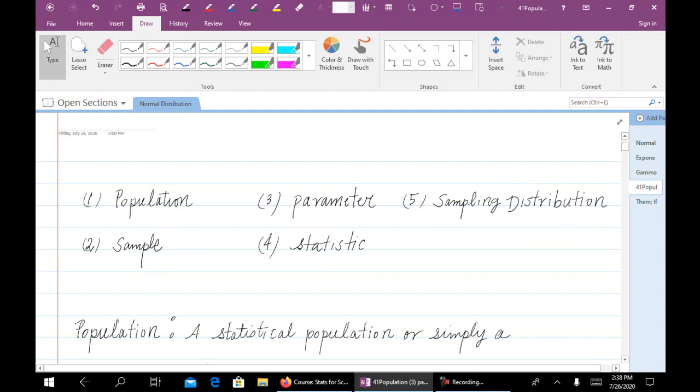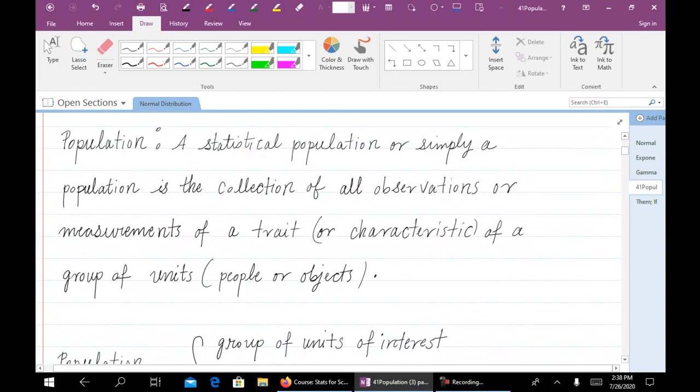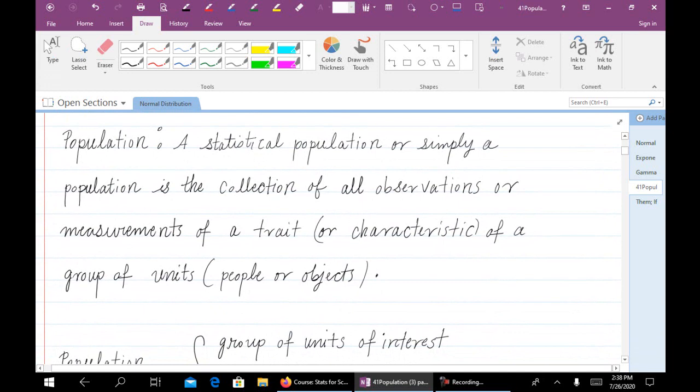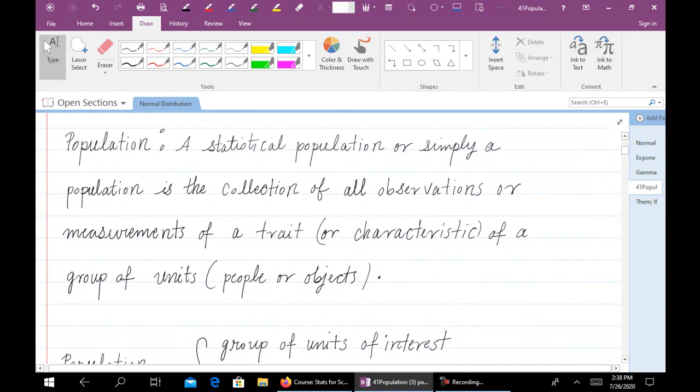So what is the population? More correctly, we say statistical population. So a statistical population, or simply a population, is the collection of all observations or measurements of a trait or characteristic of a group of units, which could be a group of people or group of objects.